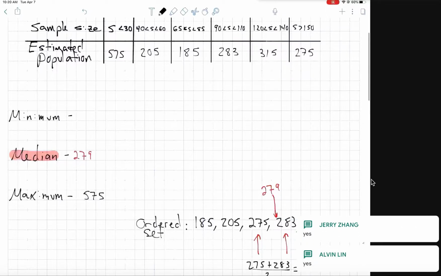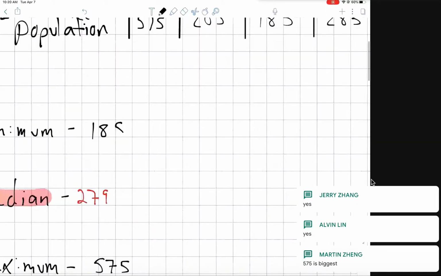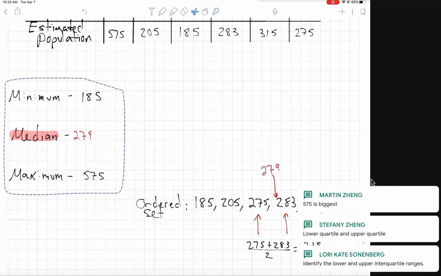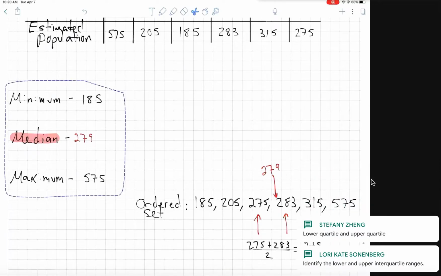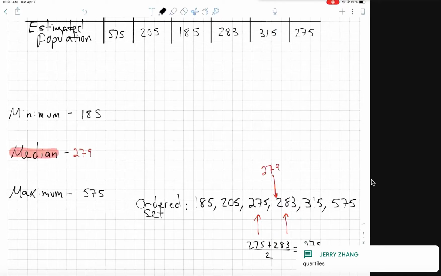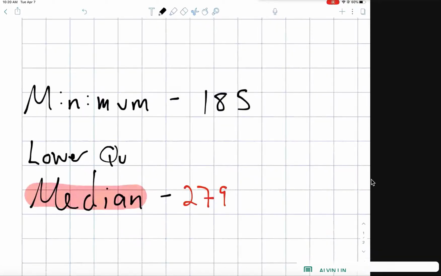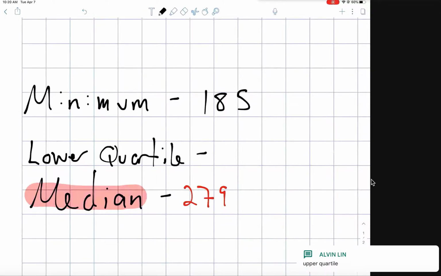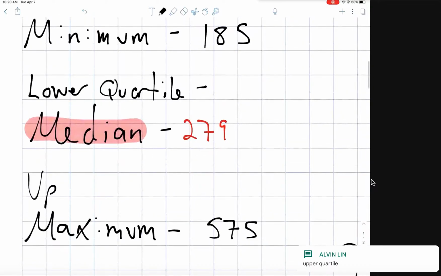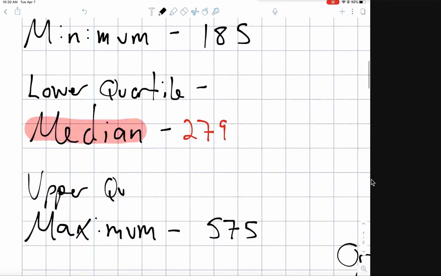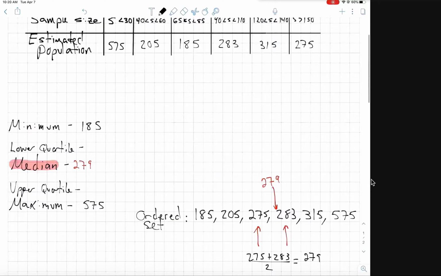Okay, is there any other information that we need in order to construct the box plot? Oh, lower and upper quartiles, okay. How do I find the lower and upper quartiles? Maybe we'll do the lower first. Does anyone have an idea of what the lower quartile is?